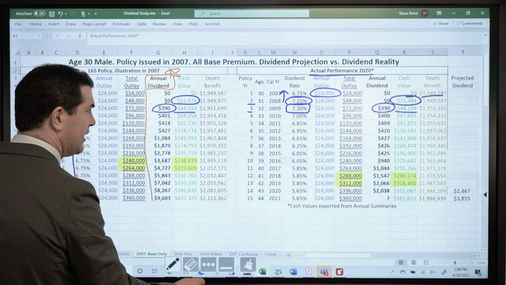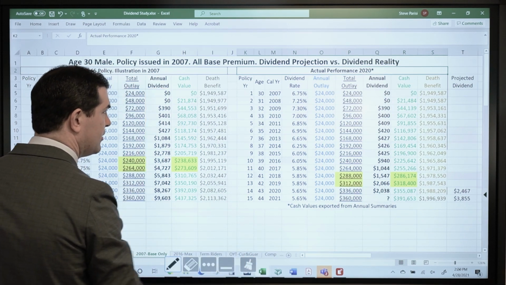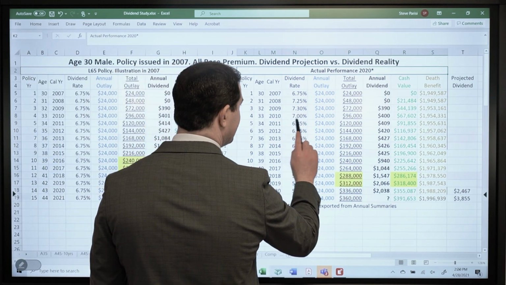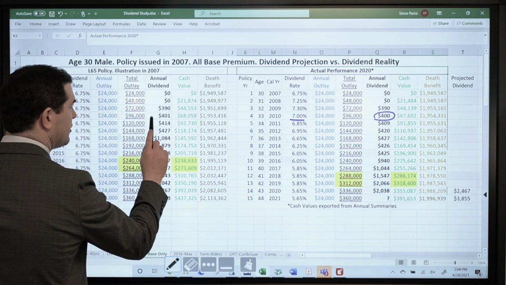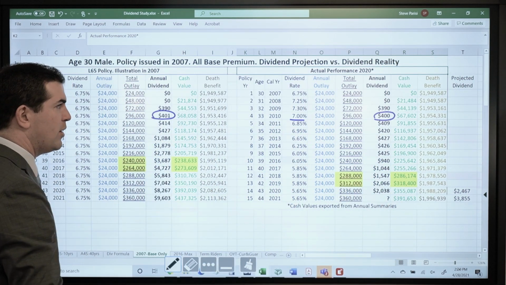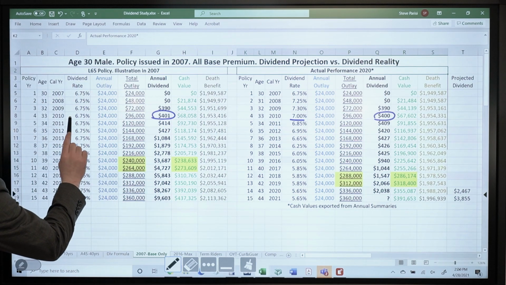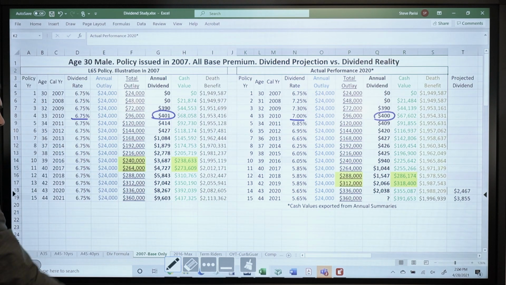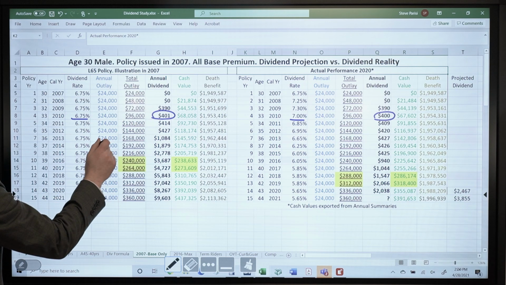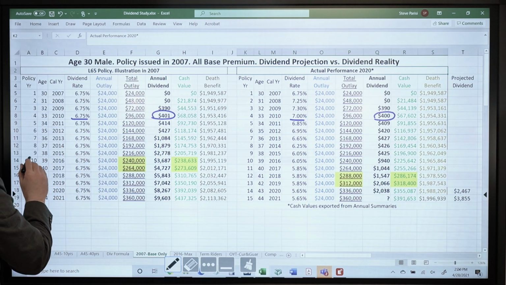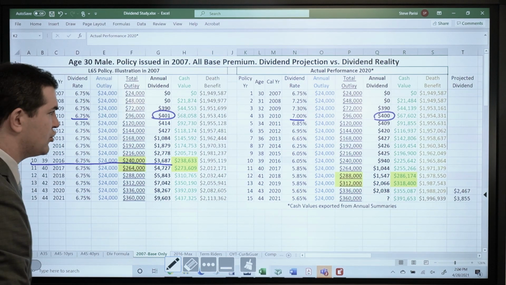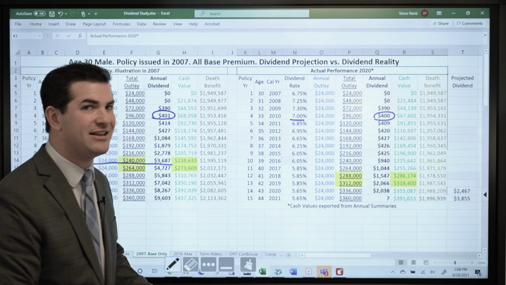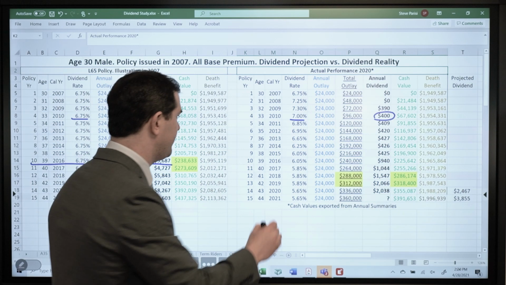Now, as we keep going here, what do you notice? Next year, dividend comes down to 7%. Dividend payout, 400 bucks. Illustrated 401 that year. But again, that was at a 6.75% rate. If I go down, let's look at year 10. That's what was illustrated. $36.87 in dividends.